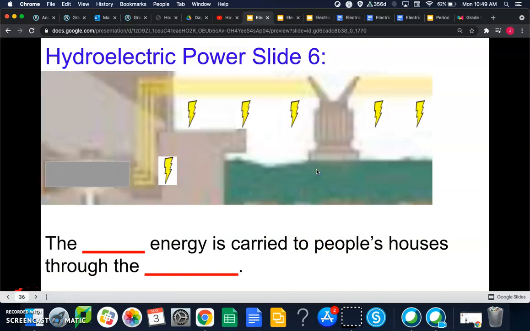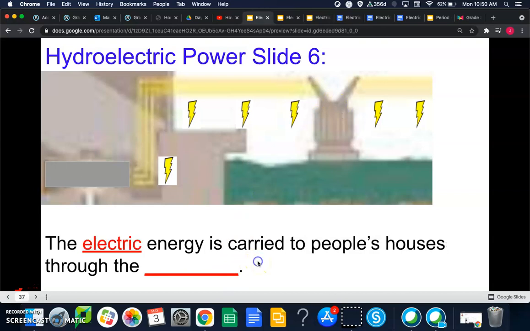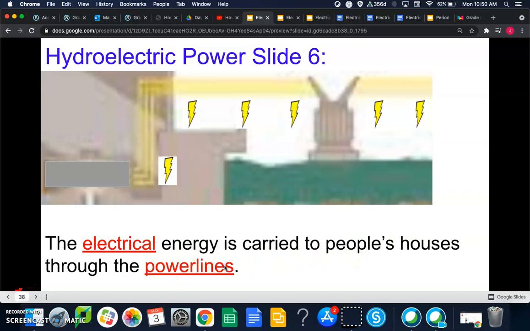Okay, and so then what you're going to draw for your next slide is your generator, and you're going to draw some wires coming off of it. And what you should see is those wires have electricity, and they're carrying electricity to the power lines. So this is our ending step for all of our energy sources. The electric energy is carried to people's houses through the power lines. So hopefully that makes sense. If you have any questions, let me know.